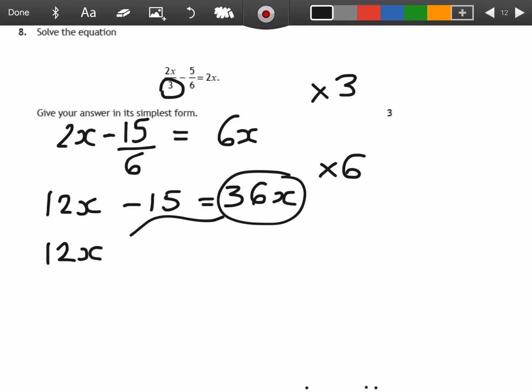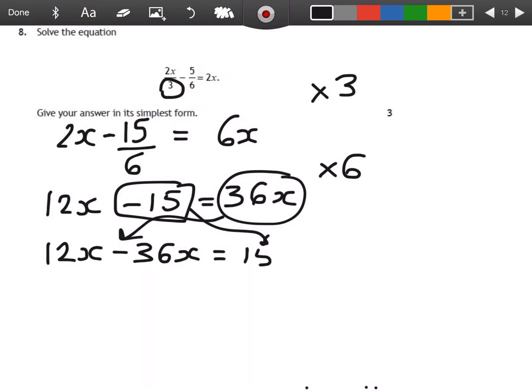So the 36x is going to come in here and we're going to subtract 36x. But where's the negative 15 going? That's a number on its own and I'm going to put it over here. Negative 15, move it across, it becomes a positive 15 on the right hand side. Okay? Do the subtraction, 12 take away 36 leaves me with negative 24x is equal to 15. How do I find x? I divide by negative 24. 15 divided by negative 24. Okay?